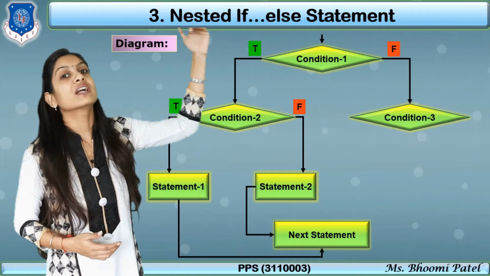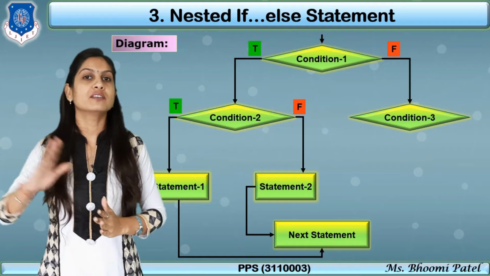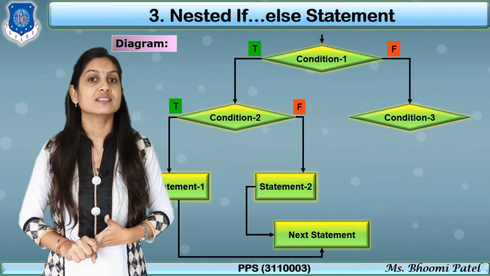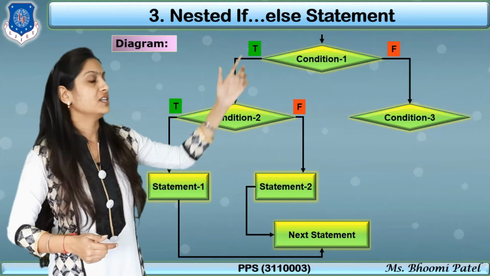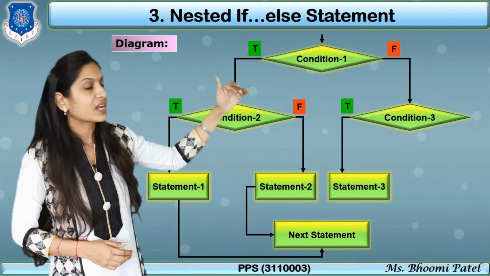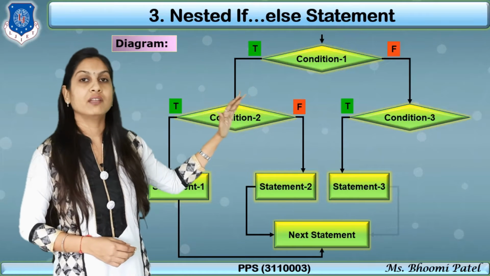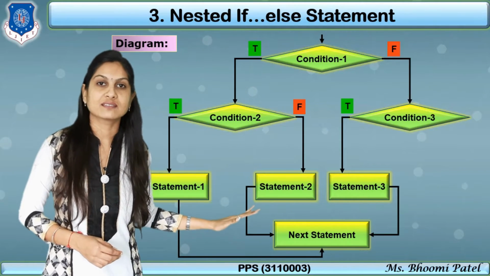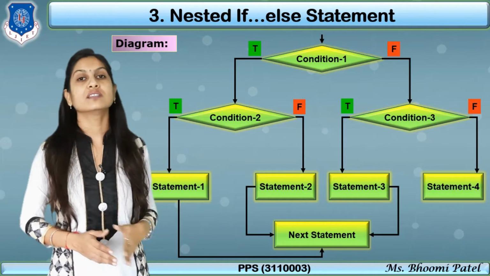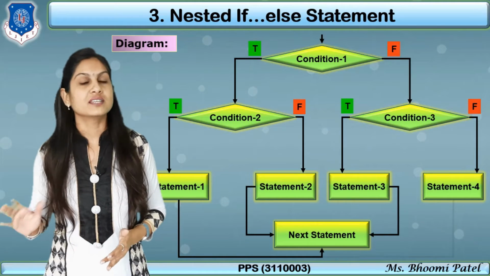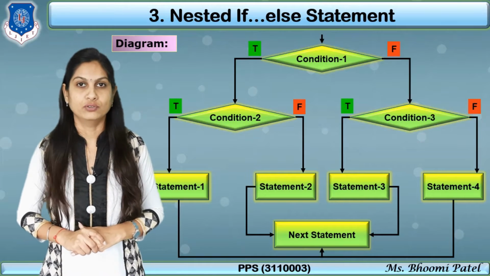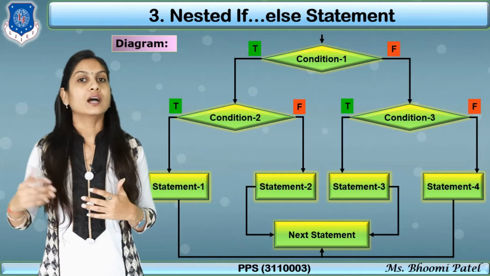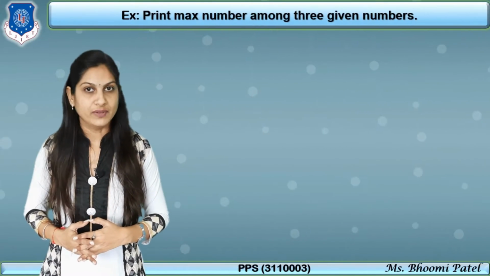Now if condition 1 is false, then the false part will be executed, that is else. Inside the else again a condition is there, that is condition number 3. If condition 3 is true, statement 3 will be executed and we move to the next statement, and if condition 3 is false, then statement 4 will be executed and the next statement follows. Likewise we can apply the nested if else.